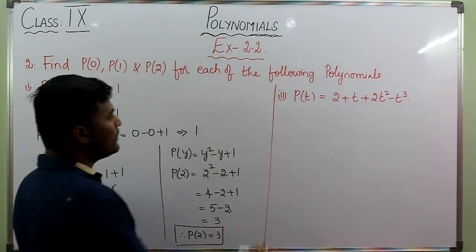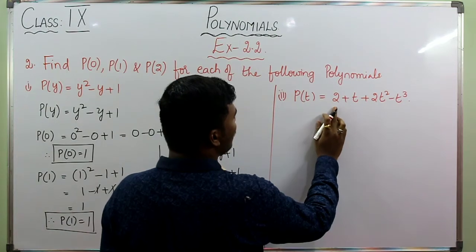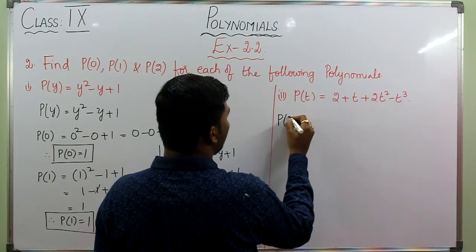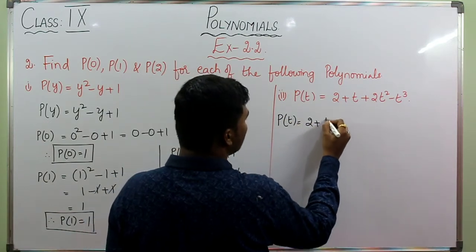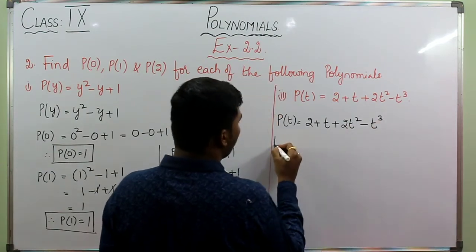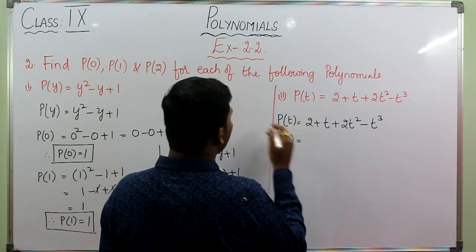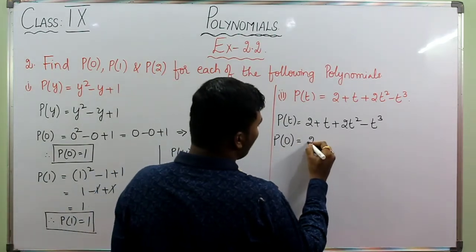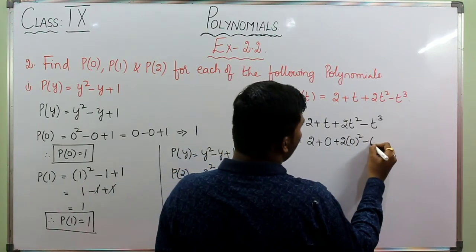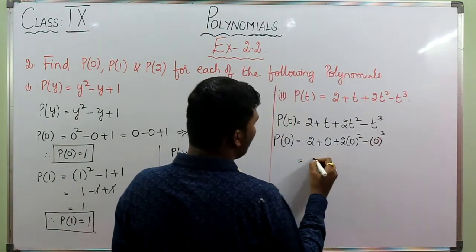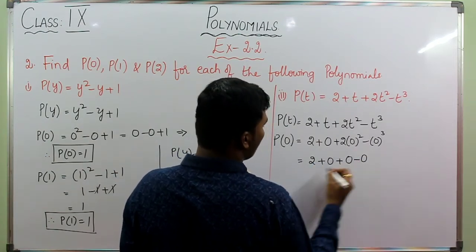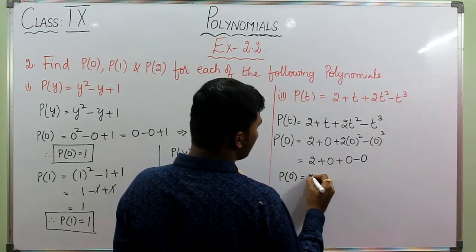Okay, now the second bit, that is p of t is equal to 2 plus t plus 2t square minus t cube. So consider p of t is equal to 2 plus t plus 2t square minus t cube. Replace the value of t with 0 because we have to find p of 0 first. So 2 plus 0 plus 2 into 0 square minus 0 cube. Then it will become 2 plus 0, anything into 0 is 0, minus 0. So therefore p of 0 is equal to 2.